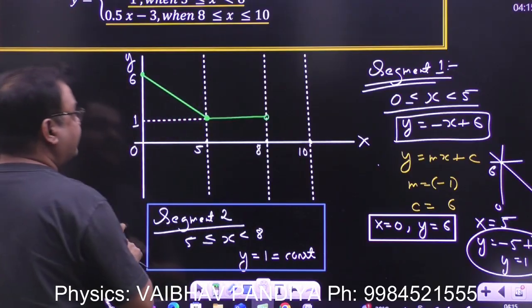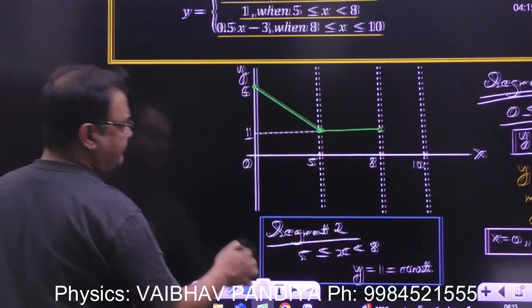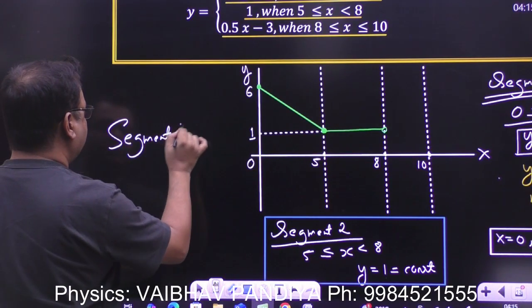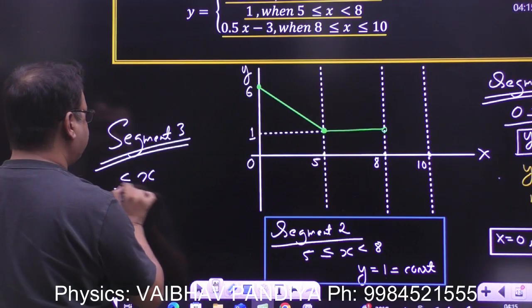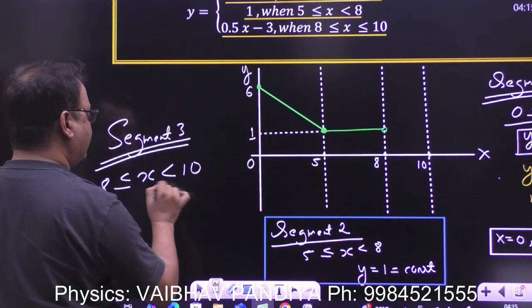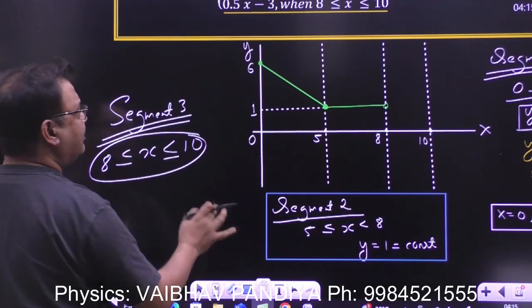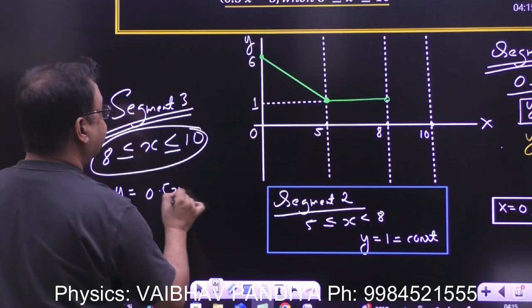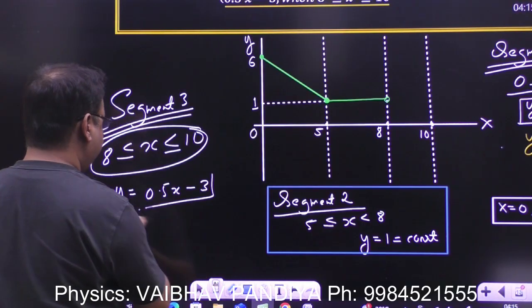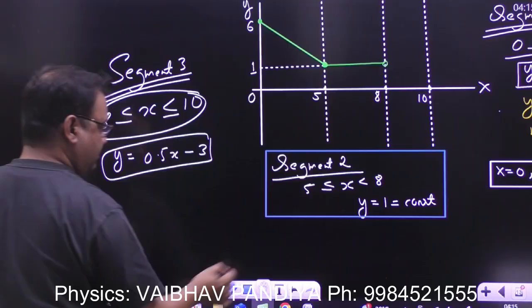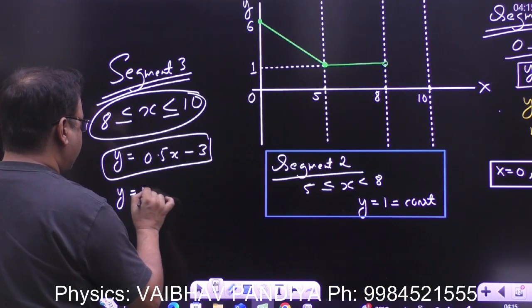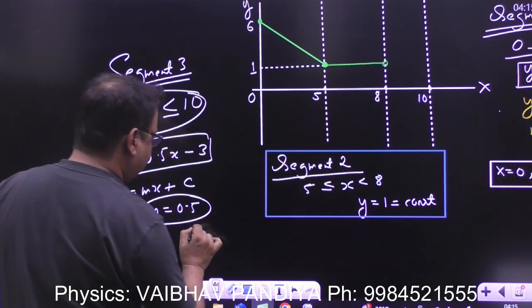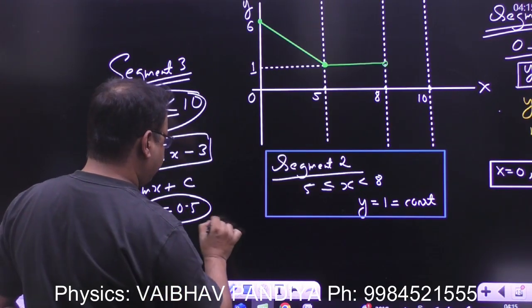Okay, then we will come to the third segment. Finally, segment 3: x is greater than or equal to 8 and less than or equal to 10. Both the values are included. We are coming to the end point of the domain. So we will get y is equal to 0.5x minus 3. Now see, if you compare it, y is equal to mx plus c, so your slope is coming to be 0.5, correct? And intercept is coming to be minus 3.